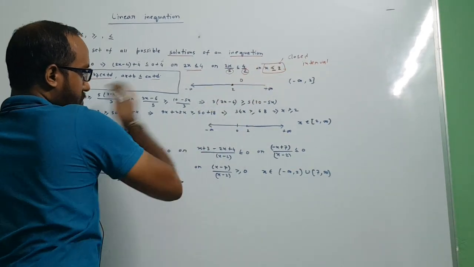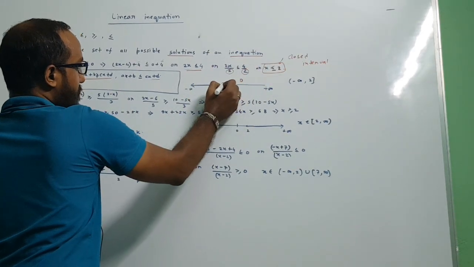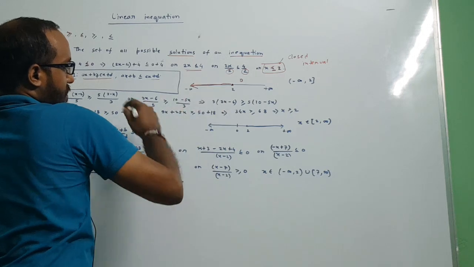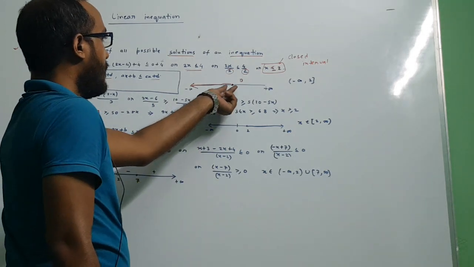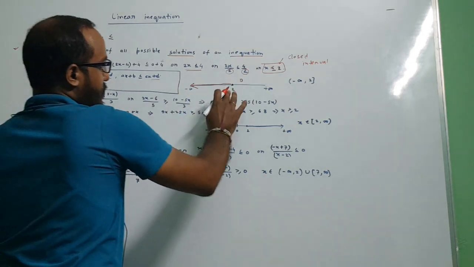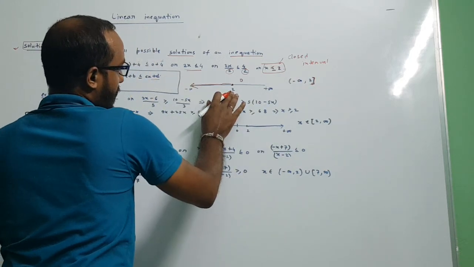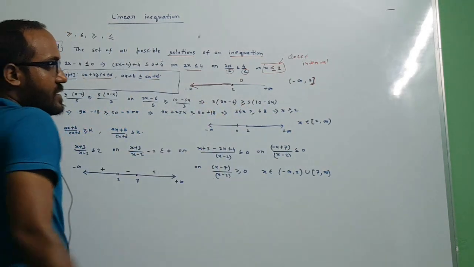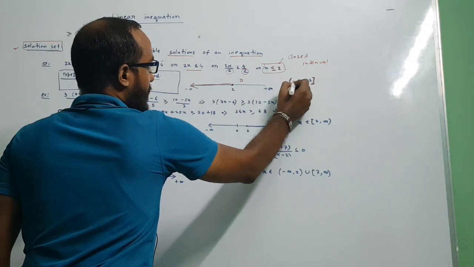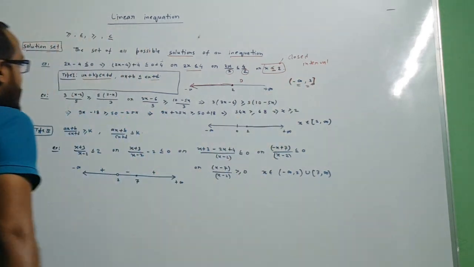So from 2 to less, any number from 2 to less. So our solution set would be from minus infinity to 2. As 2 is contained, so 2 is closed. As infinity cannot be touched, infinity should be an open interval. So it should be from minus infinity to 2.